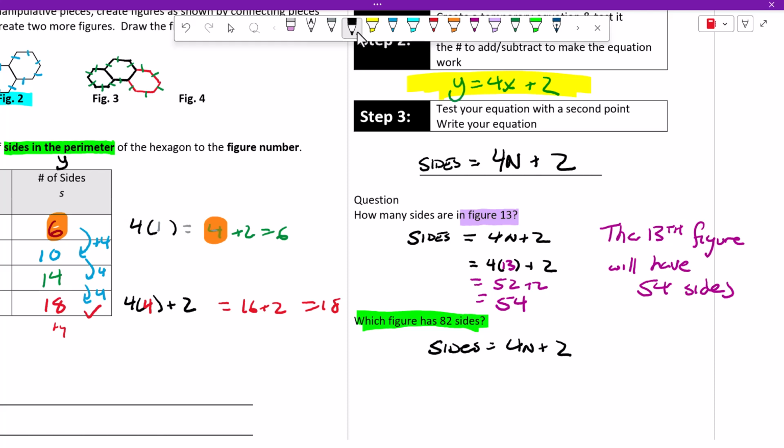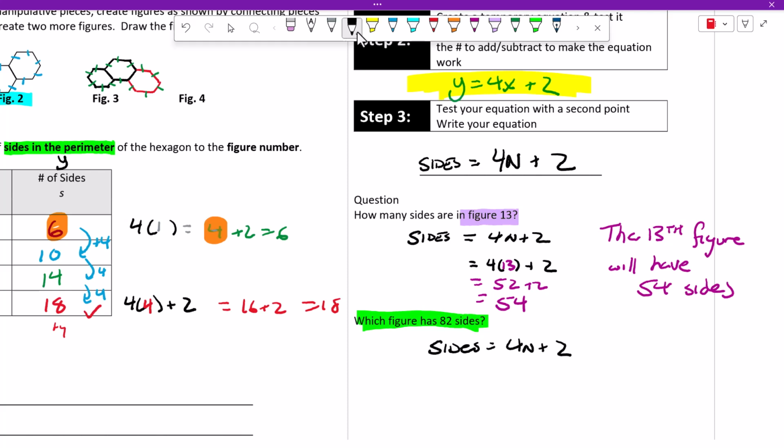That's completely valid. You can keep on adding and counting, but I can easily change this number from 82 sides to something like 1,000 or something. In that calculator method, even though you can still do it, it becomes much more painful. I just did 4 times 11 all the way up. So we want to use this equation.